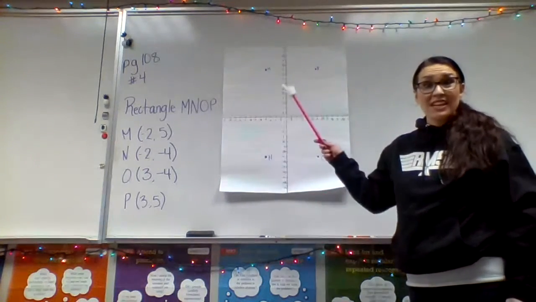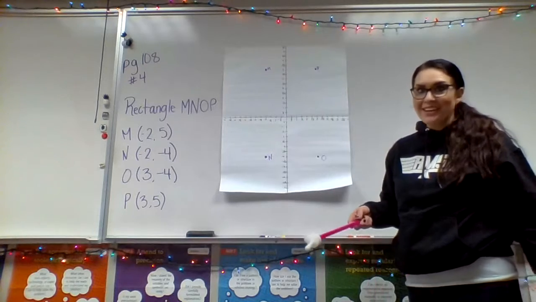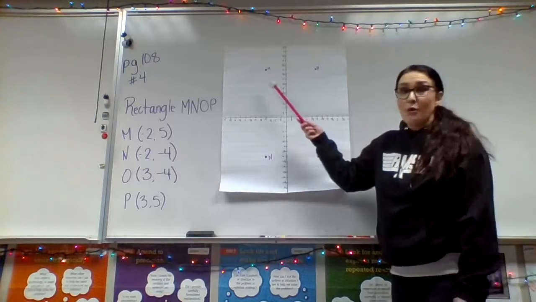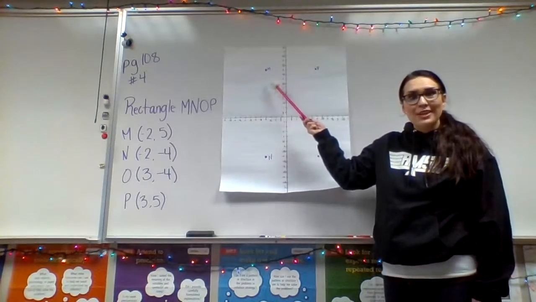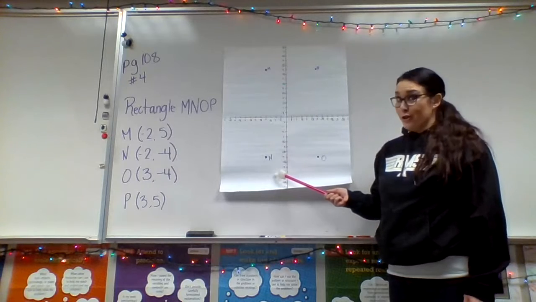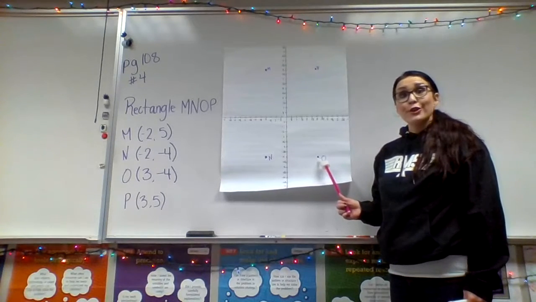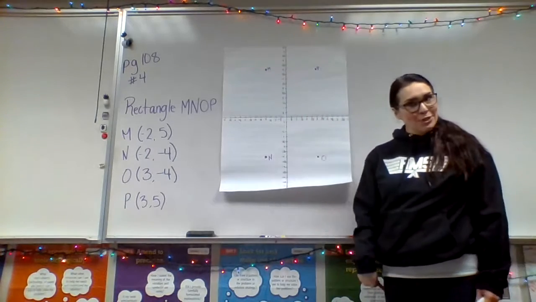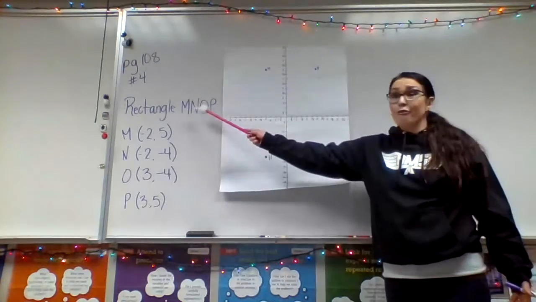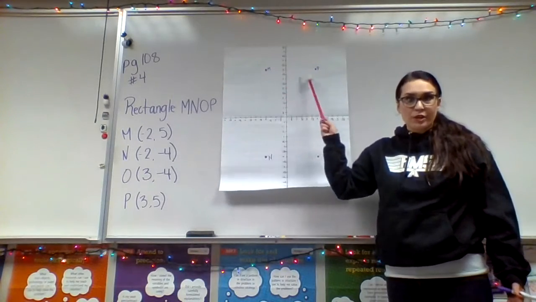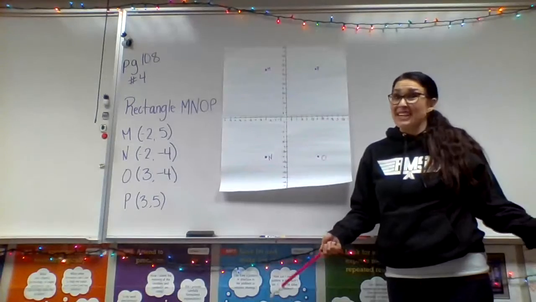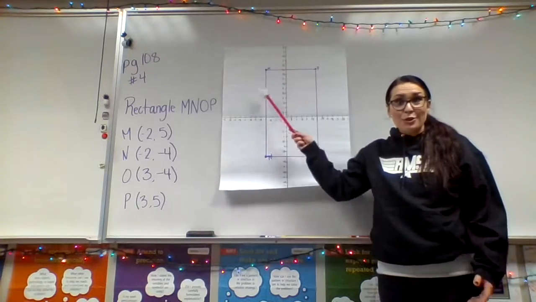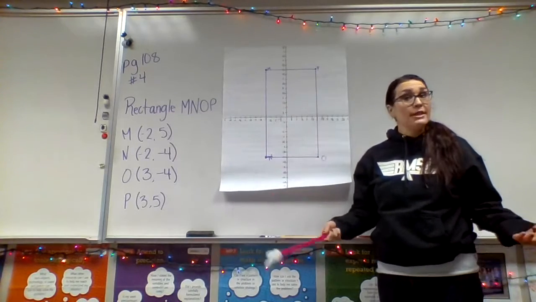Before I connect the dots to make our rectangle, I just wanted to point out where we plotted these 4 different points. M is right up here, in our second quadrant. N is down here in our third quadrant. O is over here in the fourth quadrant. And last but not least, P is right up there in the first quadrant. Now that I have plotted all 4 of my ordered pairs, these are the corners of my rectangle. Now I'm just going to connect the dots. Ta-da! I took the 4 ordered pairs, and those became the 4 corners, or the 4 points, of our rectangle.